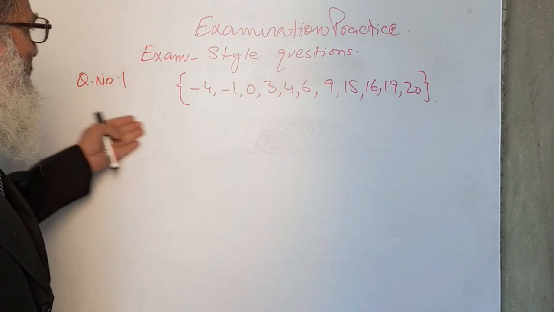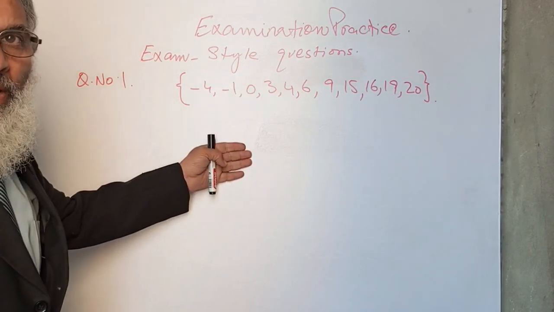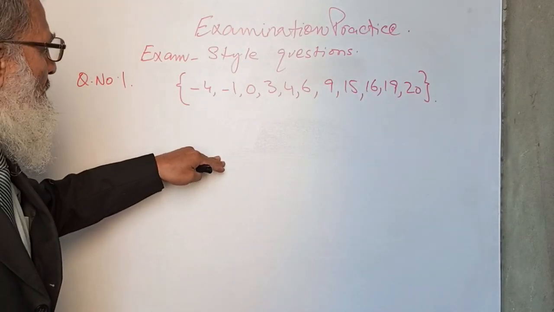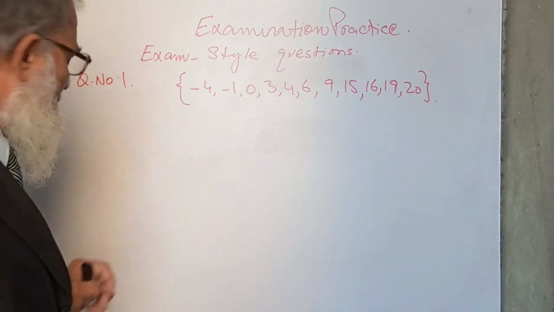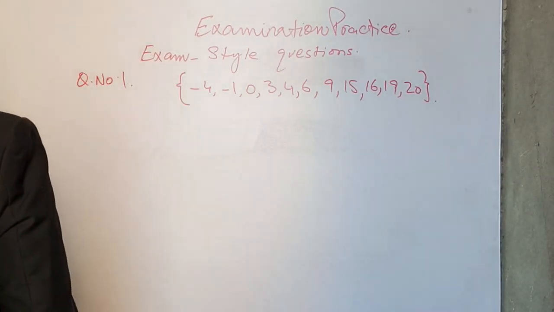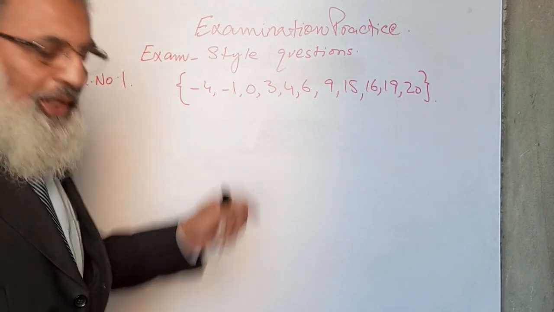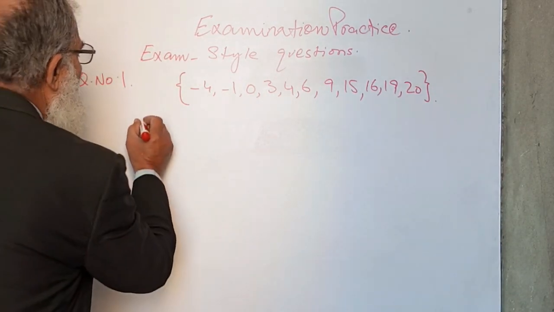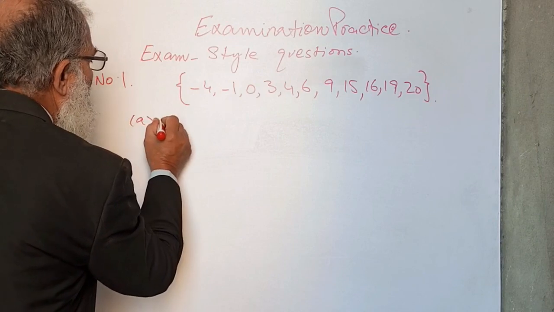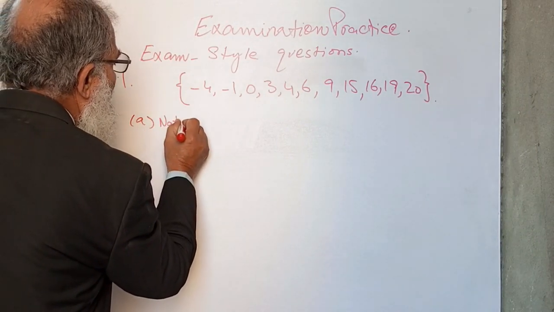Now, this is our question, and the things asked about it are: we have to find the natural numbers in part A, all the natural numbers.